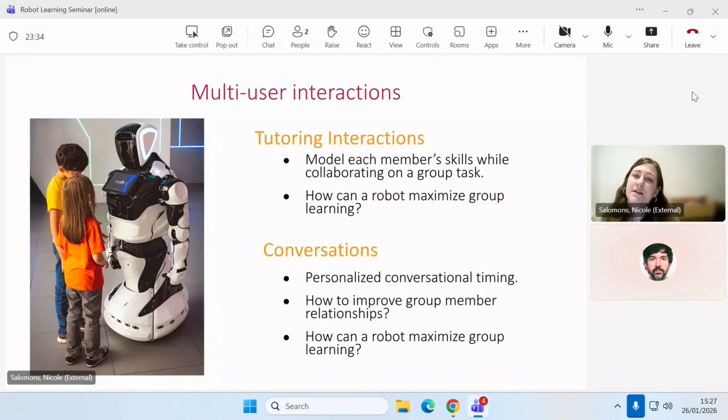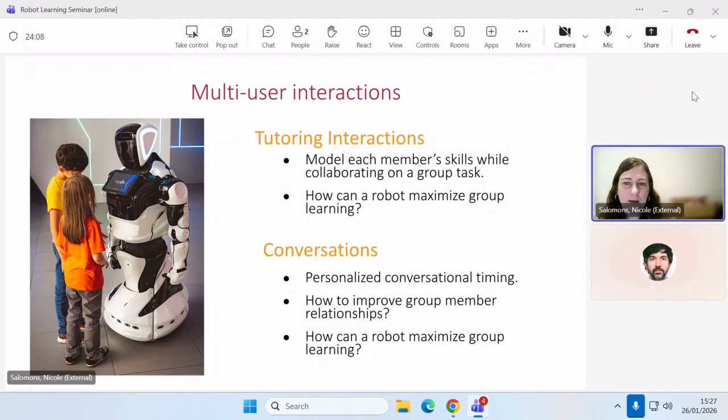I currently have a student who is focusing on multi-user interactions. So it's very common for social robots to interact one-to-one with the people around them. But that's not how we spend most of our time, right? We're often interacting with multiple people around us, holding conversations. The robot similarly needs to be able to model every single person around them, understand their different skills, understand what each person is saying. And then they need to optimize over multiple groups or multiple people within the group.